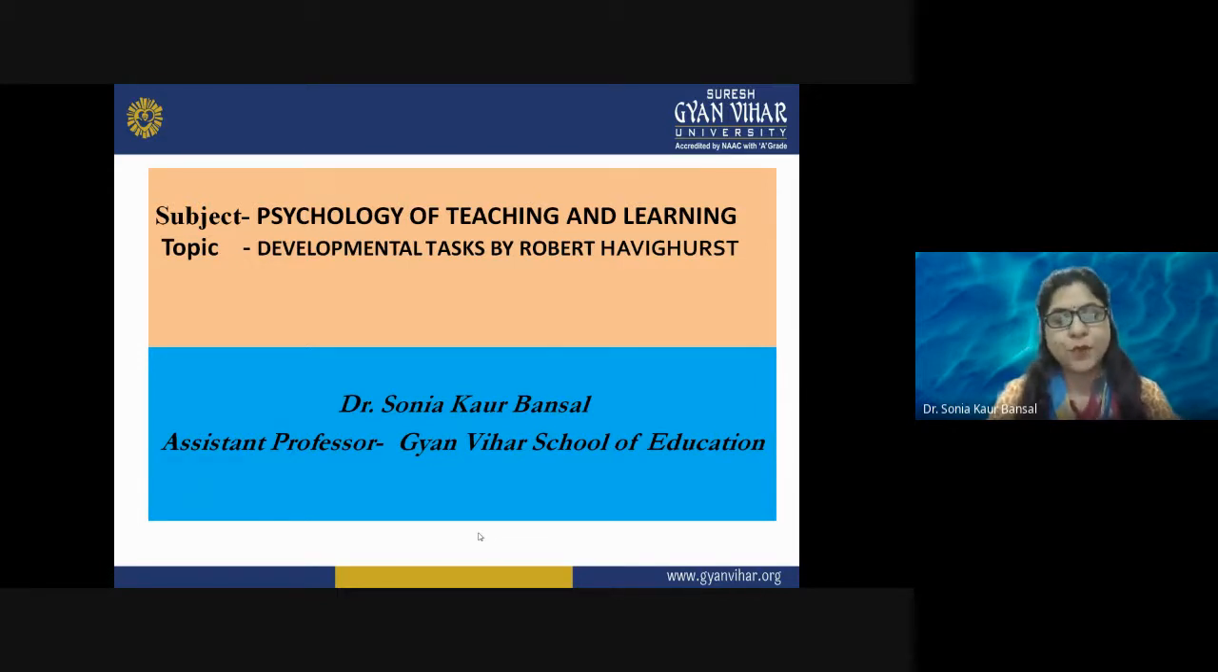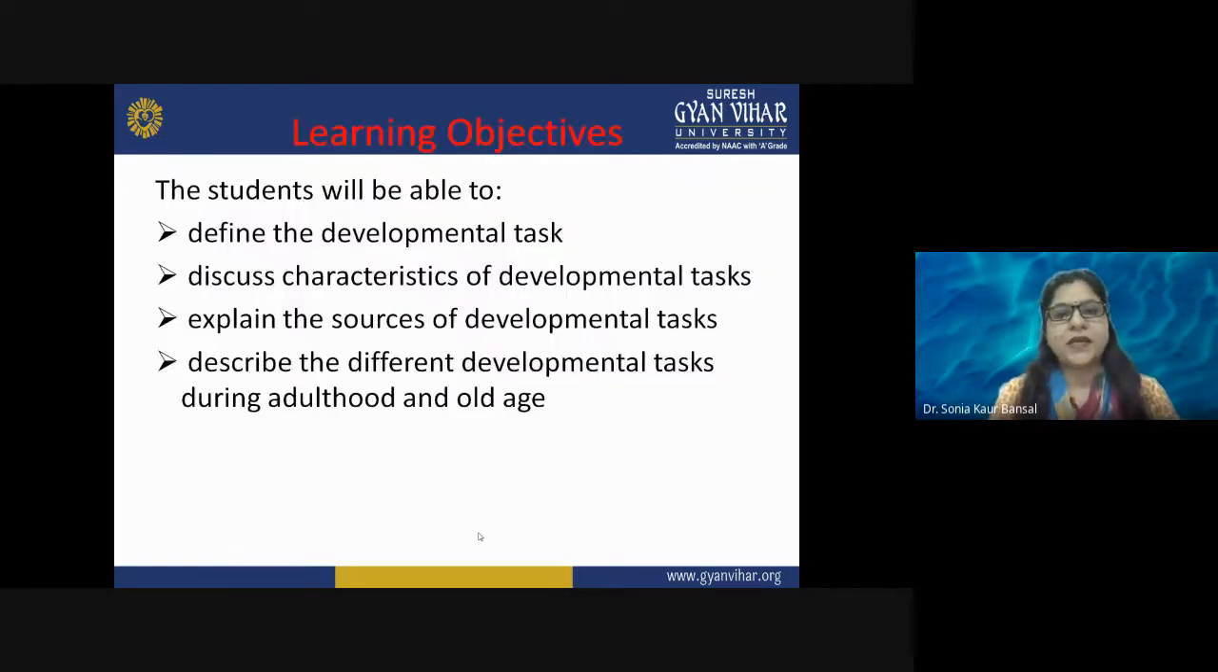This is really a very important topic, students, so I hope you will listen attentively and grasp the concept. The learning objective of my class is that at the end of the class, you will be able to define the developmental task, as in what is a developmental task and how you are going to define it. You will also be able to discuss characteristics of developmental task, as well as explain the sources of developmental task. All right, students, and you will also be able to describe the different developmental tasks during adulthood and old age.